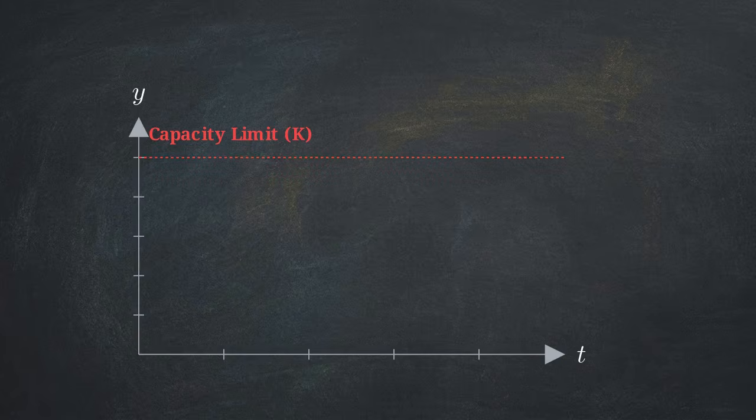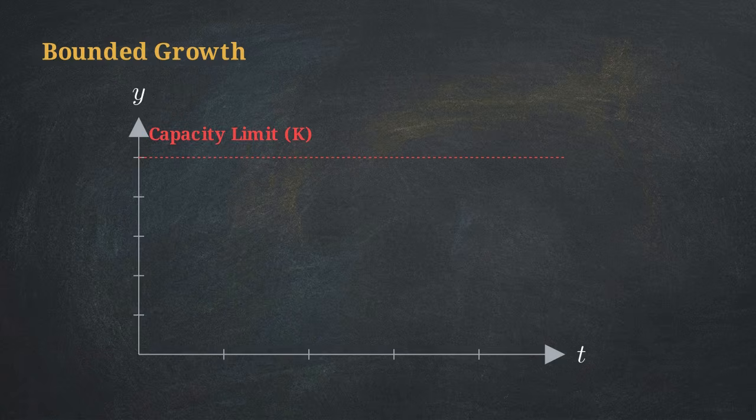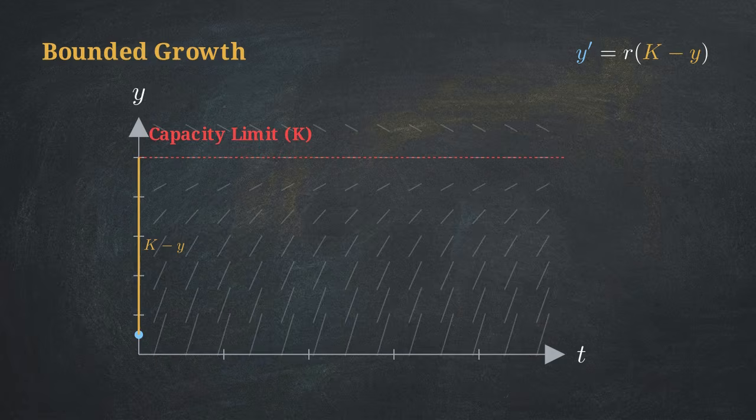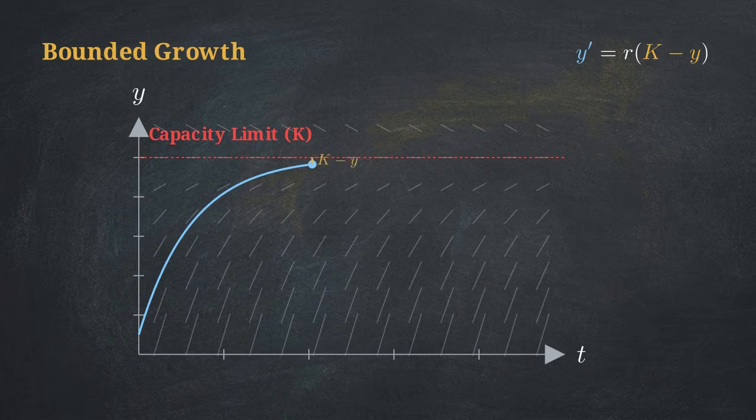This chart shows bounded growth. Here, the differential equation has been modified. Instead of the rate of change depending on the system's current state, it is now strictly proportional to the remaining empty space, written as k minus y. The resulting behavior begins with rapid growth when the empty space is vast. But as the system approaches the environmental ceiling, the rate of change severely decelerates, flattening out just below the limit.